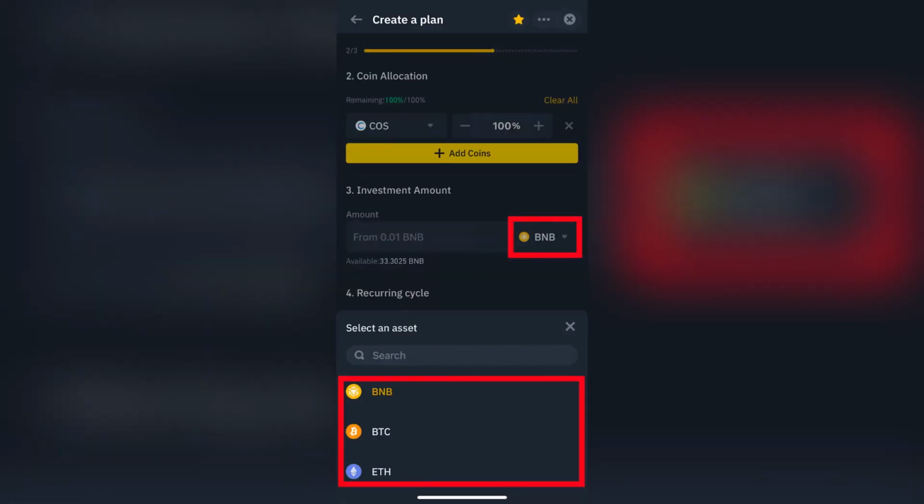Binance charges a small fee for each transaction. However, you can reduce this fee if you use BNB to pay trading fees, achieving a 20% discount.